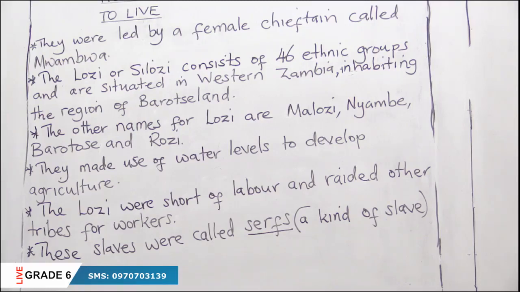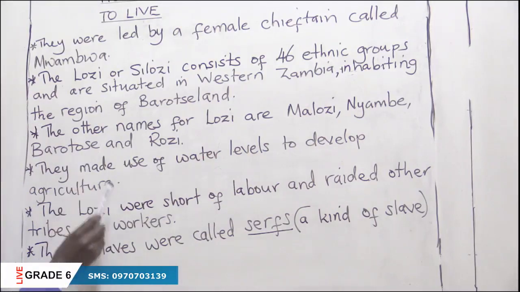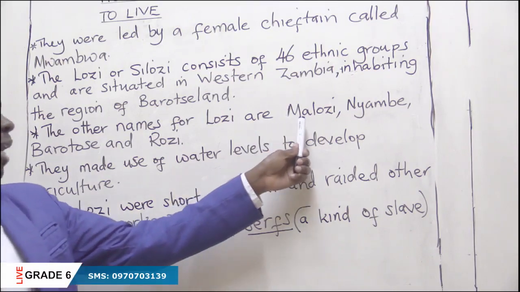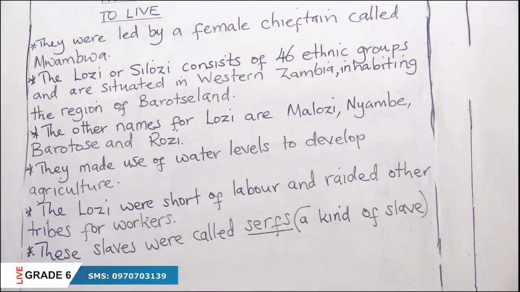The other names for Lozi are Malozi, Nyambe, Barotse and Rozi. They made use of water levels to develop agriculture. So boys and girls, like I said earlier on, the Lozi people are good at farming. Why? Because of the water levels in Western Province, which provide water for their crops.